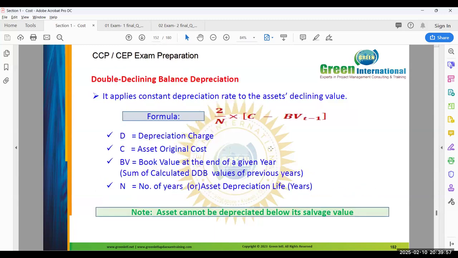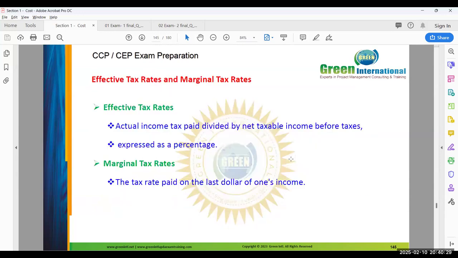There is another method called the double declining method for depreciation. This is the formula, and you need to memorize it: 2 by n multiplied by the asset cost minus the book value at the end of the given year. I will show you one graph.